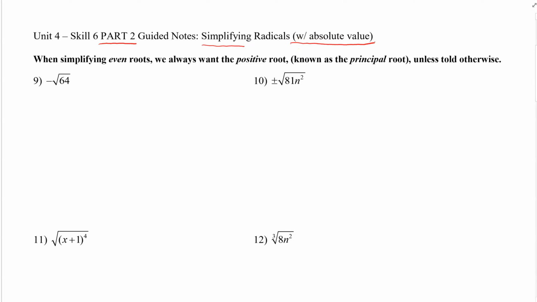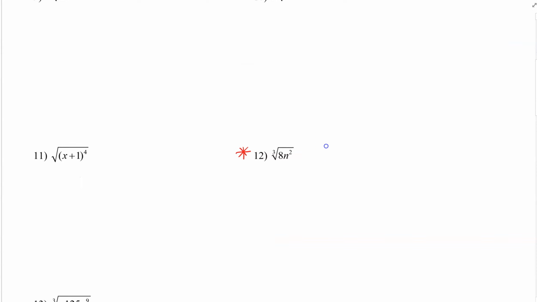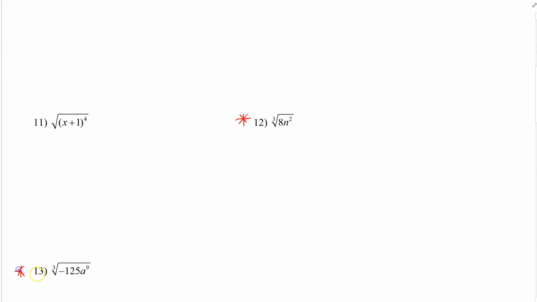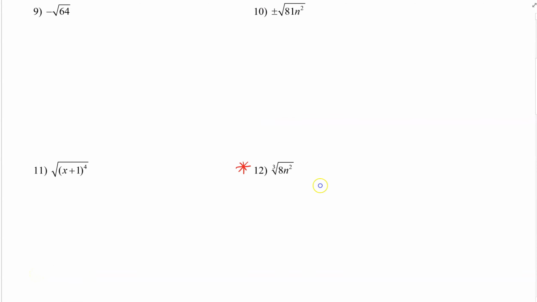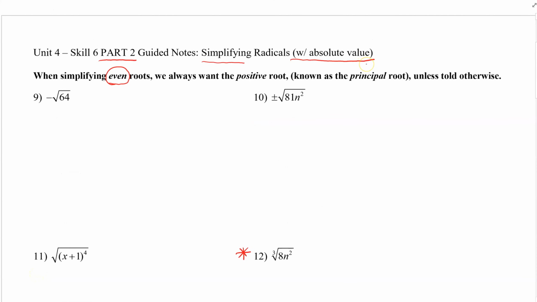So first thing you need to understand is that this use of absolute value only applies when we're simplifying even roots. It will not apply to odd roots. So numbers 12 and 13 are not going to need to worry about absolute value. It's only something we worry about when we're simplifying even roots, and it has to do with the fact that we always want the positive root. Whenever we're simplifying an even root, we want the positive root.